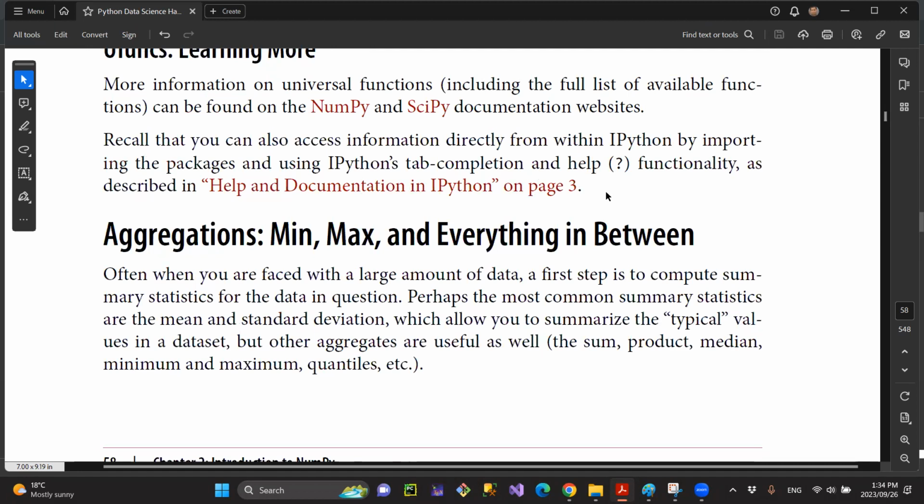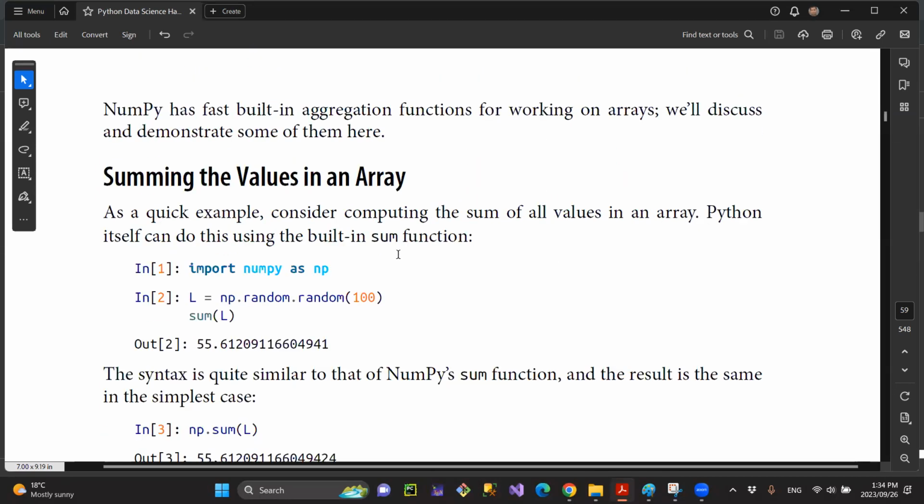So how about this? If we say min, max, guys, I try my best to get to the point that I explain the things that you need for the assignment. So min, max, and everything between. What does it mean, everything between? Everybody, please try this. Import numpy as np, and then L is equal to numpy dot random dot random 100, and sum L.